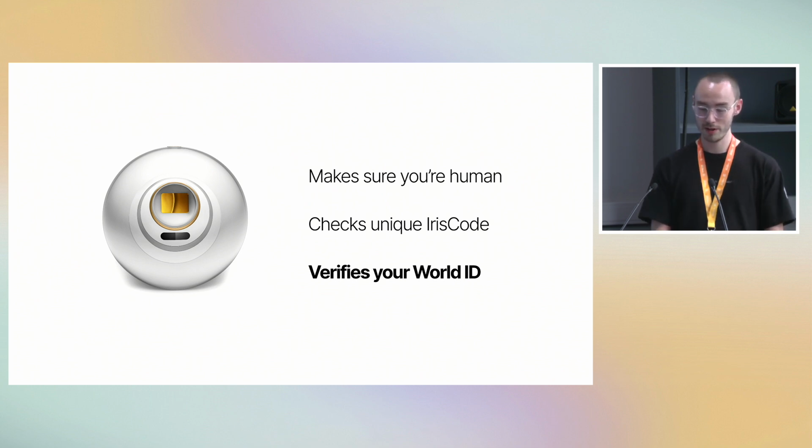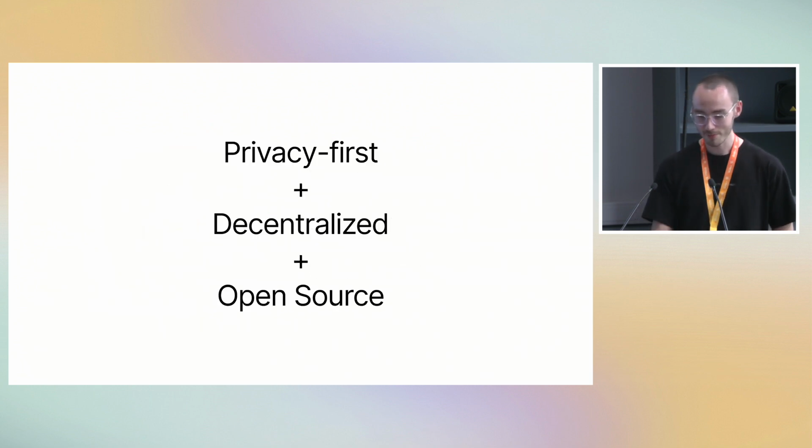And once we've verified that your iris code as generated by the orb is unique, then we verify your World ID. Your World ID is a self-custodial key pair stored on your mobile phone, and verifying your World ID means that the public key goes into a Merkle tree on chain, so that when you use your World ID to prove to some application that, yes, you're a real human, only signing up or doing this specific action once, you're generating a zero-knowledge proof, proving that you control the private key to one of those public keys in that Merkle tree. We've designed World ID to be privacy first, decentralized, and open source, and the orb overall, right?